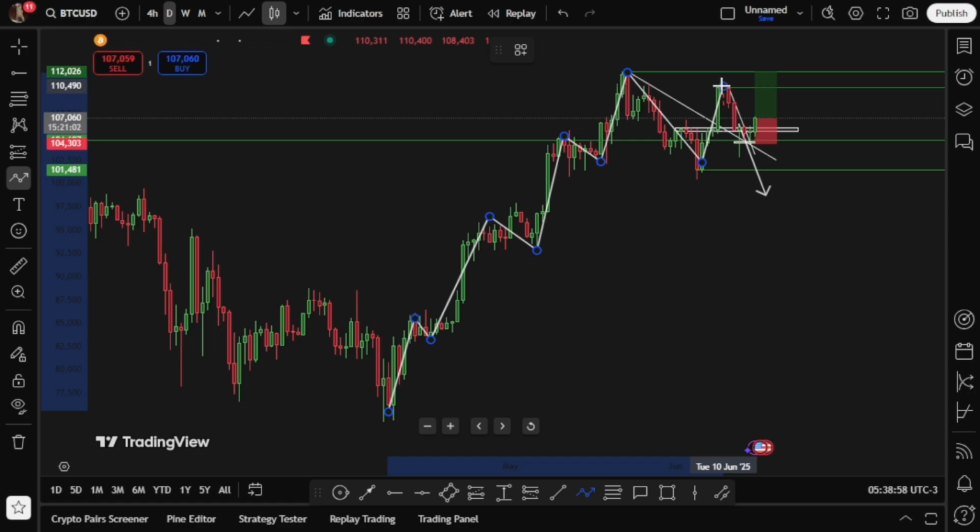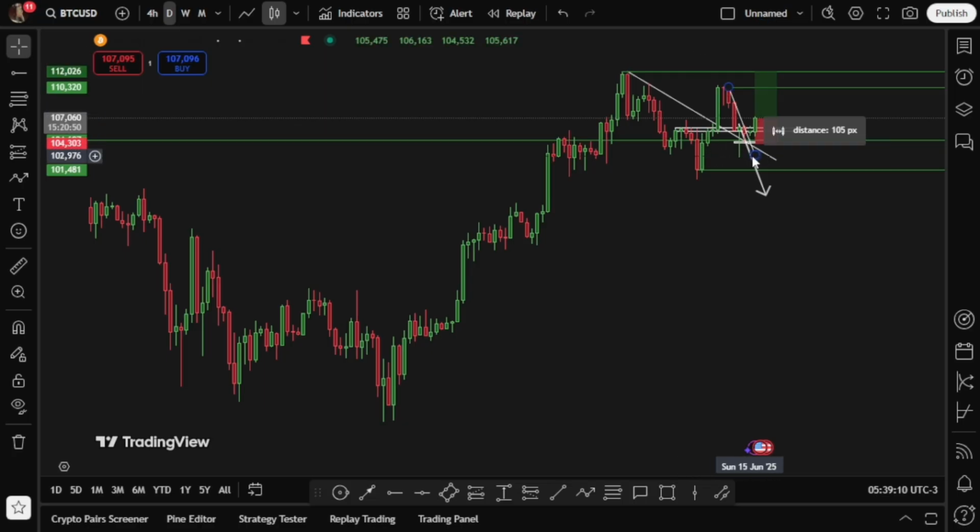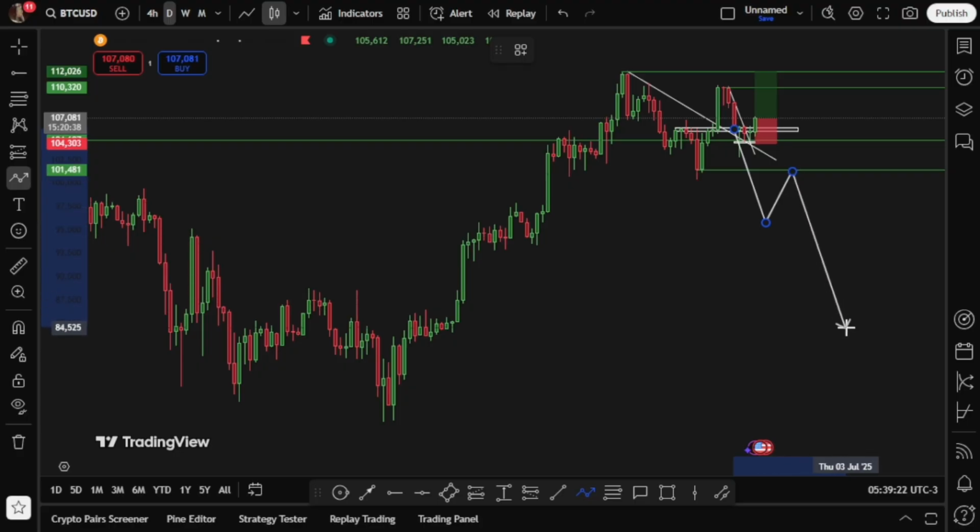So if price was to change this overall direction, this overall uptrend, I'll wait for price to break below here, and then I'll wait for a retest also. Let me clear this, my chart is looking messy. I'll wait for price to break below here, give us a retest, and there you have it, we push it back down.